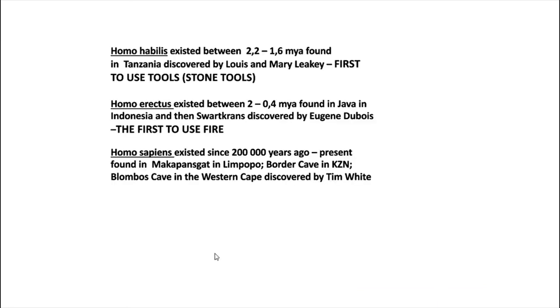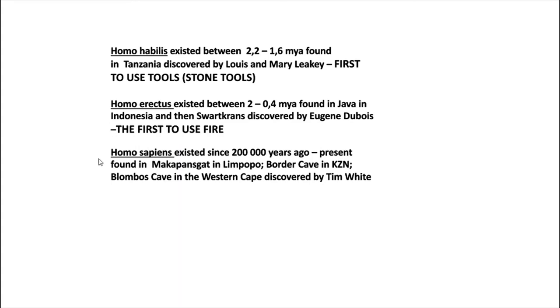The next species is Homo habilis, which existed between 1.6 to 2.2 million years ago, found in Tanzania, discovered by Louis and Mary Leakey. This is the first species to use tools, specifically stone tools, and you need to know this because you might be asked in the question paper. The next species is Homo erectus, which existed between 0.4 to 2 million years ago, found in Java, Indonesia, and then Swartkrans, discovered by Eugene Dubois. Now this is the first species to use fire, and you need to know that.